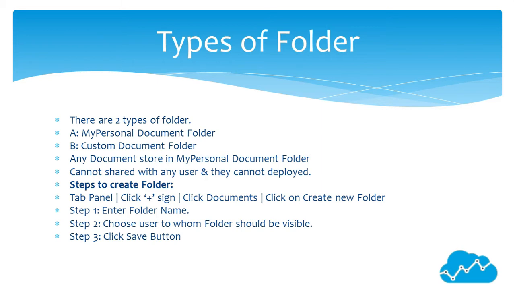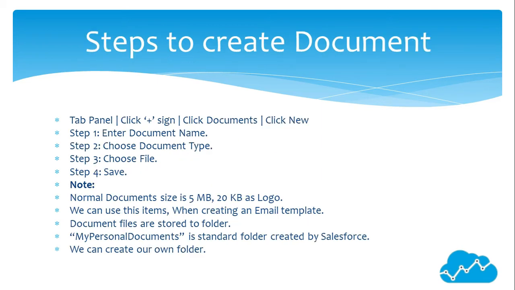Click Save button. Steps to create document: on tab panel, click plus sign, click documents, click new. Step 1, enter document name. Step 2, choose document type. Step 3, choose file. Step 4, save. Note: normal document size is 5 MB, 20 KB as logo. We can use these items when creating an email template.